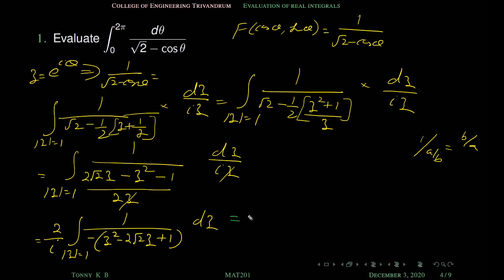So this minus is common, we can take it outside. So this becomes minus 2 by i integral over mod z equal to 1 of 1 by z square minus 2 root 2 z plus 1 dz. Okay, so this is our real integral after the substitution. Then upon simplification we get this. Now this is our simple contour integration, complex integration. So how to integrate?